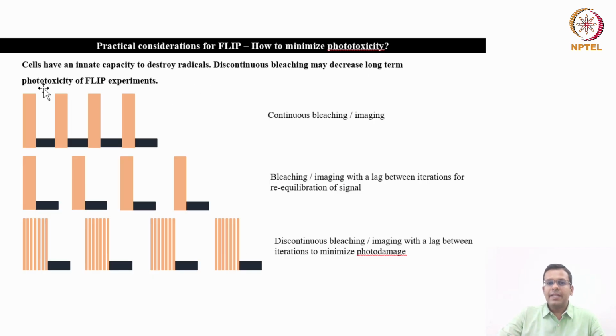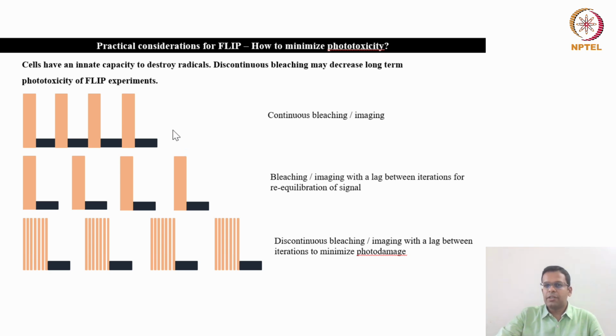Also, cells have an innate capacity to destroy the radicals, and discontinuous bleaching may decrease long-term phototoxicity of the FLIP experiment. Generally, this is known as continuous bleaching: you are continuously bleaching and imaging, bleaching, imaging, bleaching, imaging. The other way is: bleach, image, and then leave some time for equilibration. Bleach, image, leave some time for equilibration. Bleach, image, and give some time for equilibration in between.